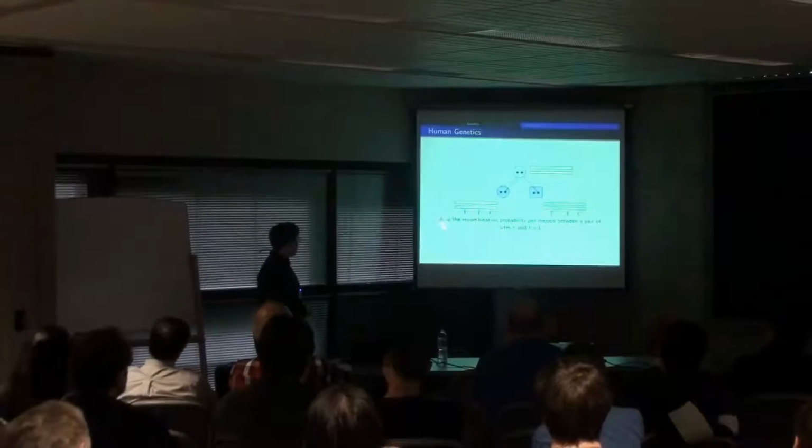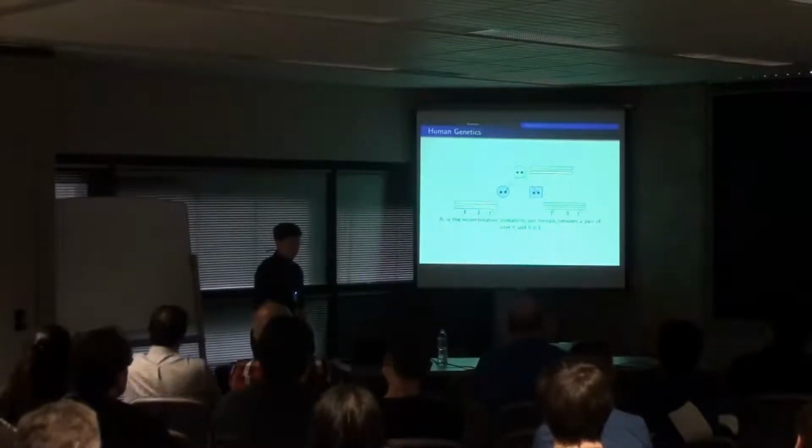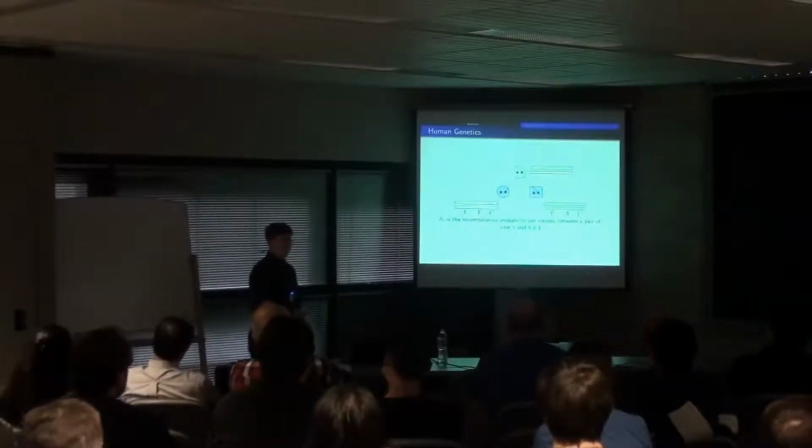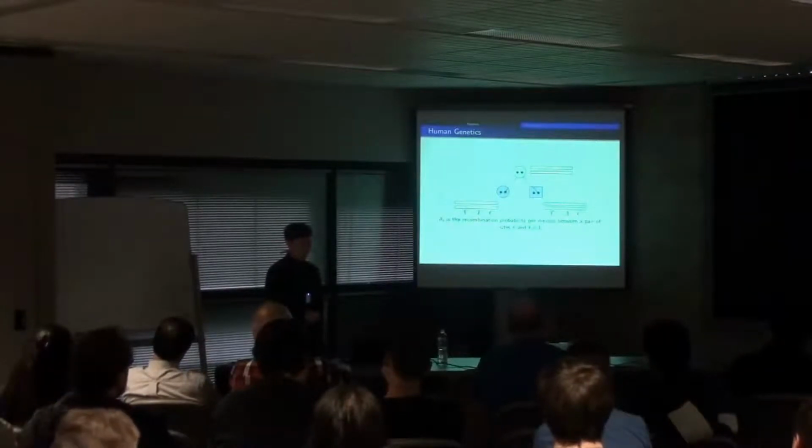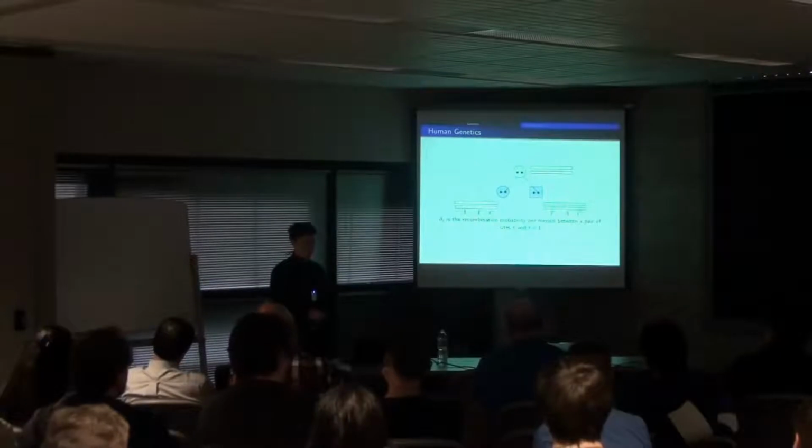So we have 1 parameter for this process. That's theta t, which is the recombination probability per inheritance event between a pair of sites t and t plus 1.